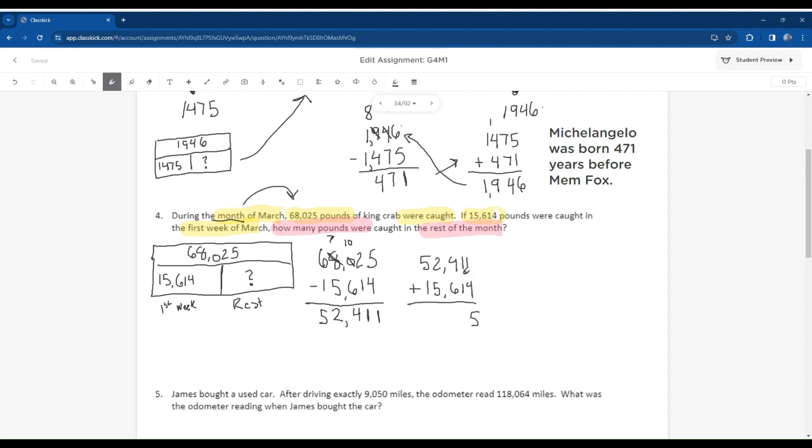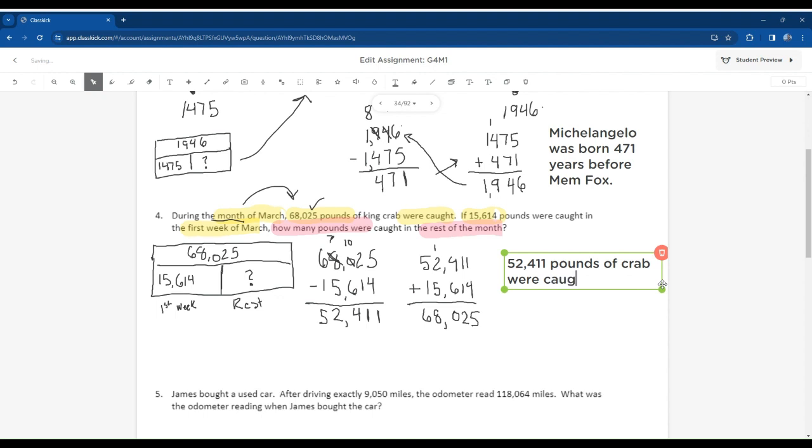1 plus 4 is 5. 1 plus 1 is 2. 6 plus 4 is 10. 1 plus 2 is 3. Plus 5 is 8. And 5 plus 1 is 6. 68,025. That's the number we started with here. So again, to put this in a sentence, we could say 52,411 pounds of crab were caught in the other few weeks of March.